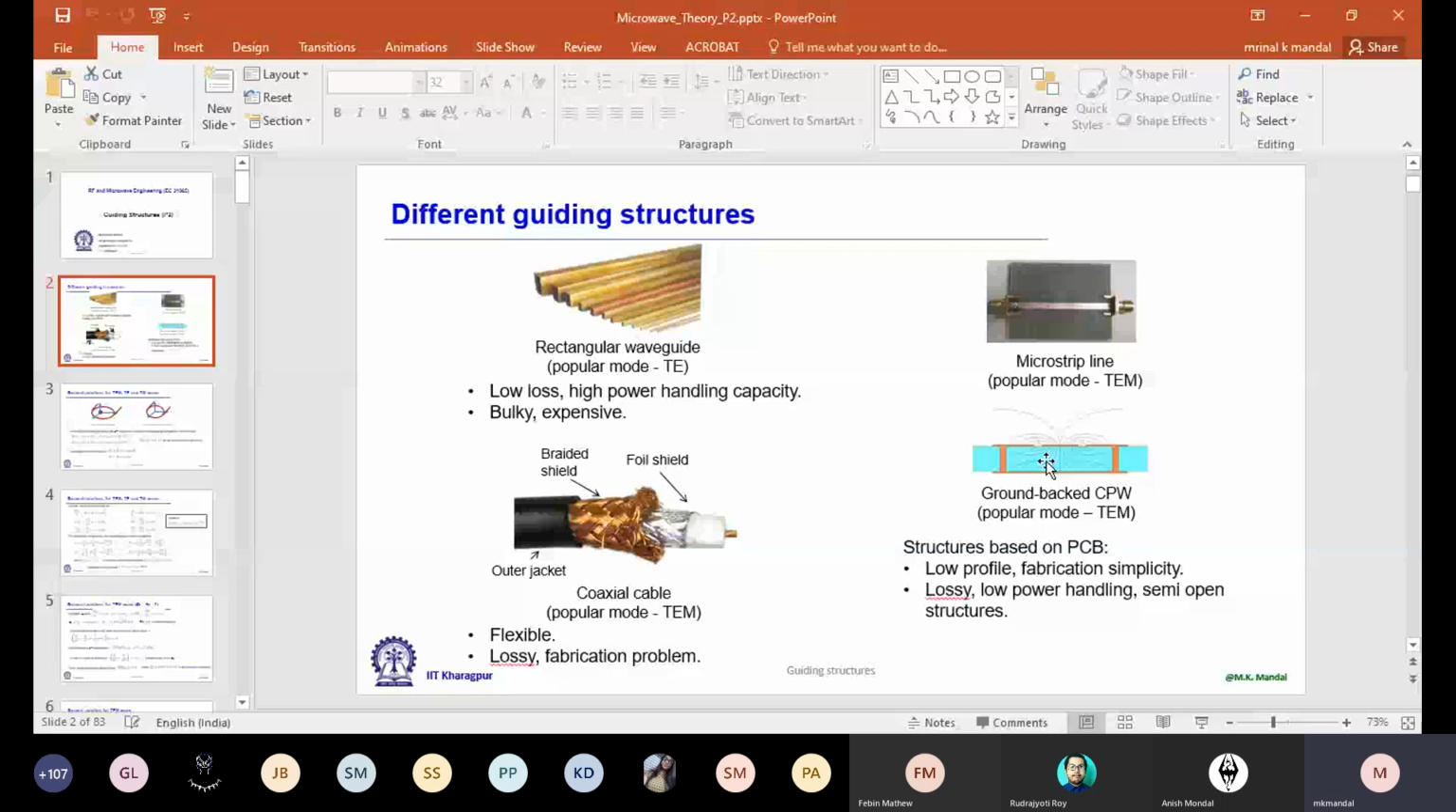Coaxial cable is a lossy structure compared to waveguide, but it has one advantage: it is flexible. So we have a flexible version and a semi-rigid version of coaxial cables. You can turn it, you can twist it. That's why with almost all the measurement instruments like vector network analyzer, spectrum analyzer, then RF shorts, which we have in our microwave lab, you will see they are connected with coaxial cables because of this advantage.